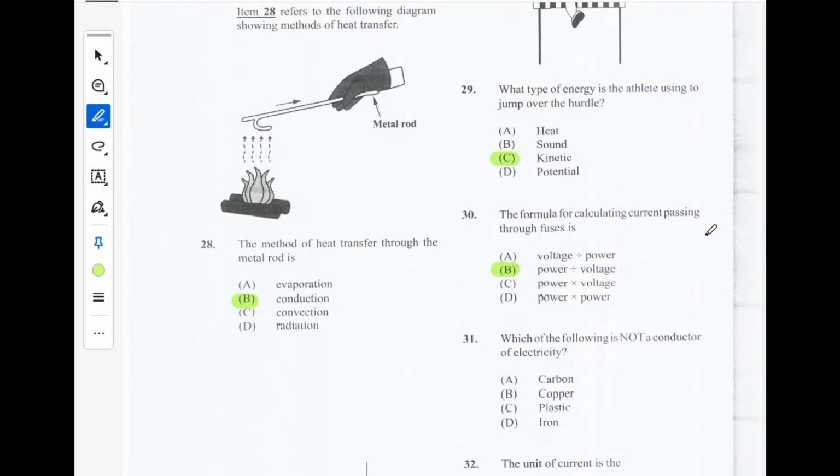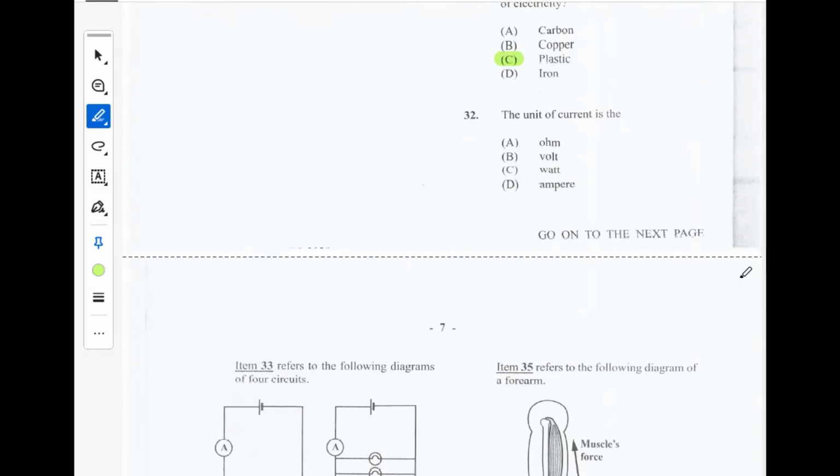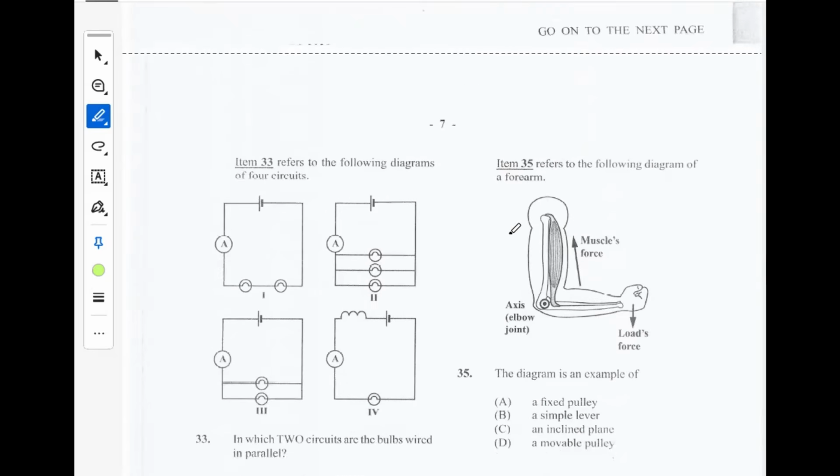Which of the following is not a conductor of electricity? Carbon, copper, plastic, iron. I think everyone is seeing that as plastic. So we are going to choose plastic, C. 32. The unit of current is ohm, volt, watt, amps. We see the answer jumping out at us as amps.